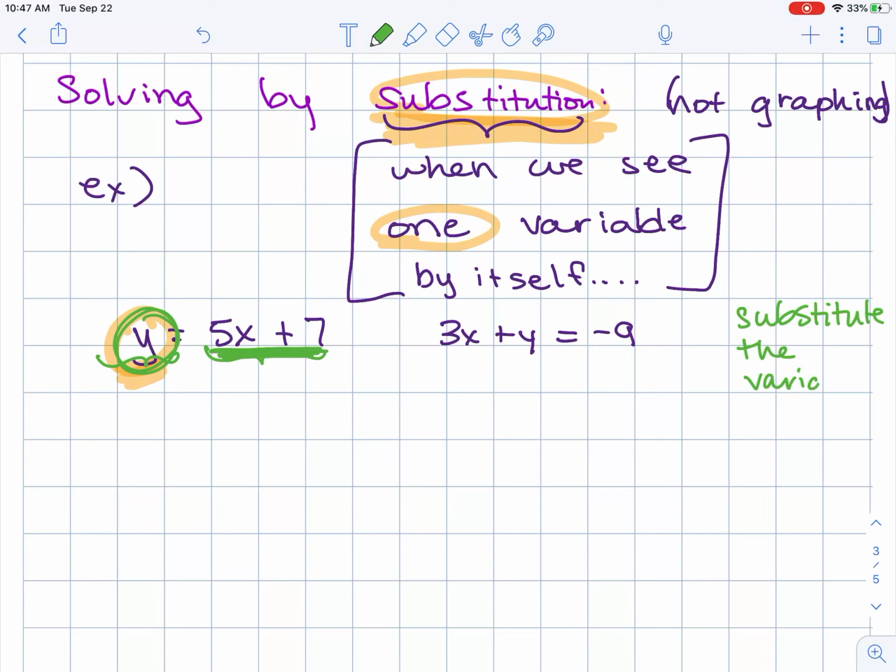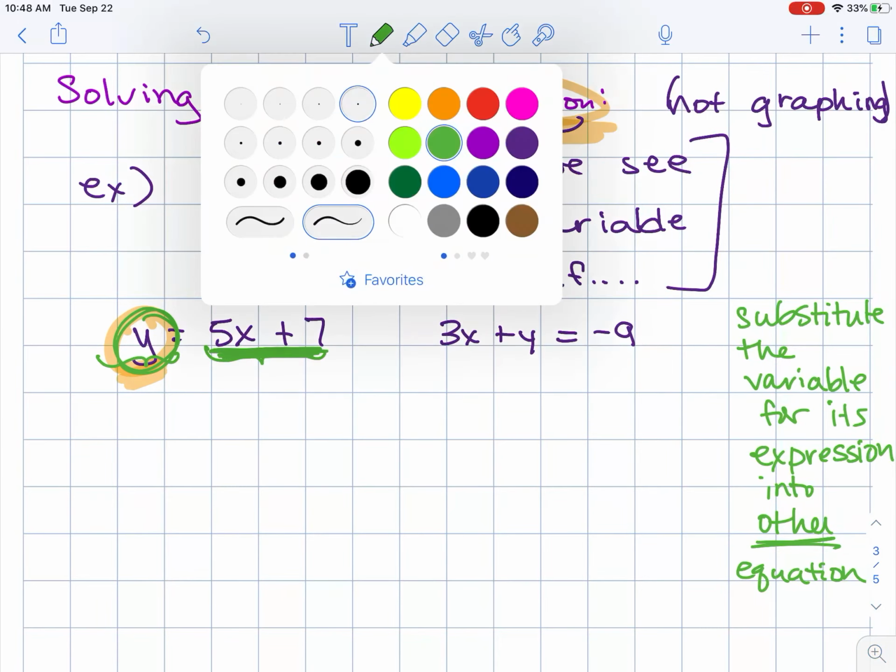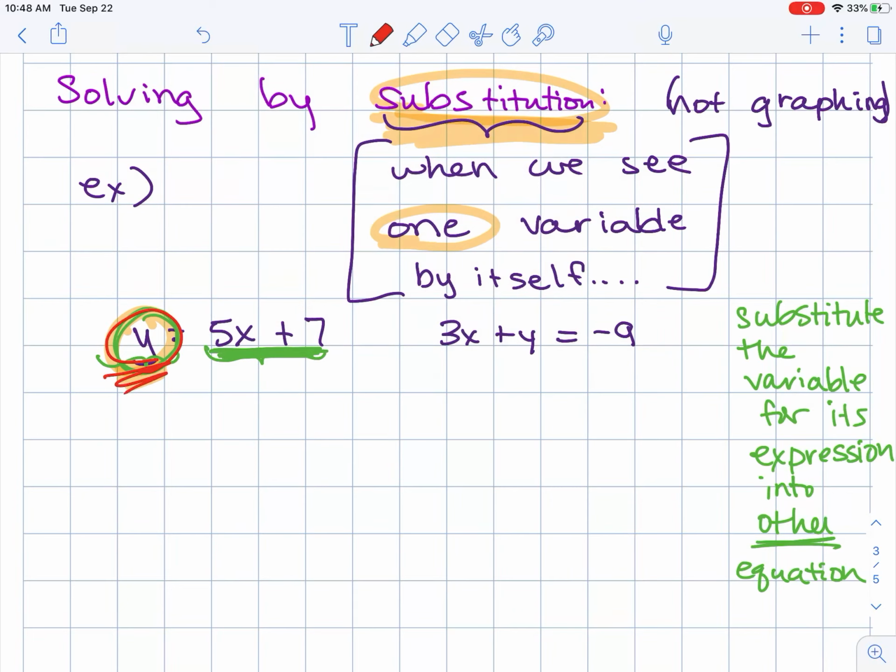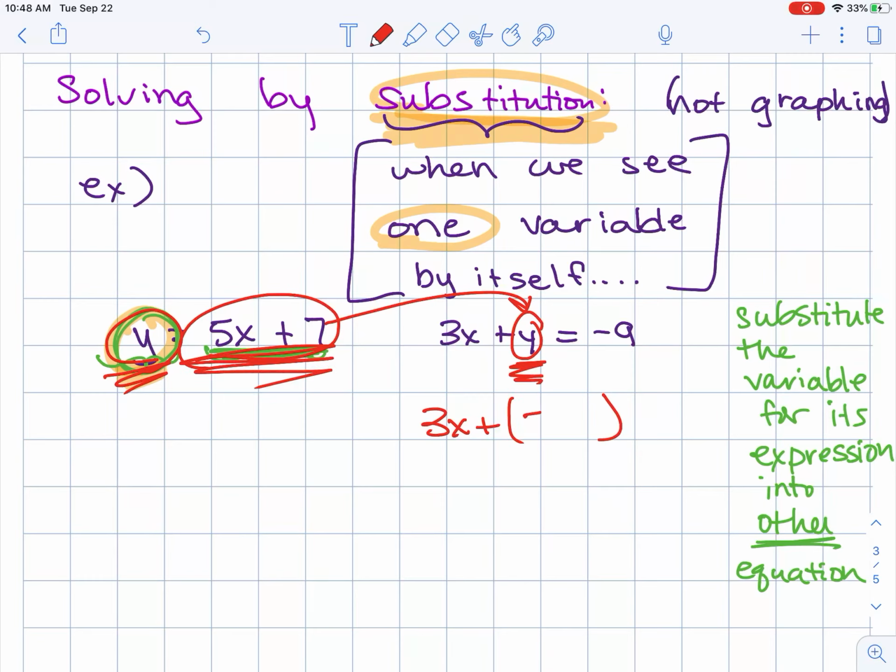So we're going to substitute the variable for its expression into the other equation. Okay, so here's what that means. Whenever I see a y in the other equation, I'm going to replace the y with the expression that it equals. So instead of 3x plus y equals -9, I'm going to say 3x plus, not y, but 5x plus 7 equals -9. Okay, so that's our substitution step.